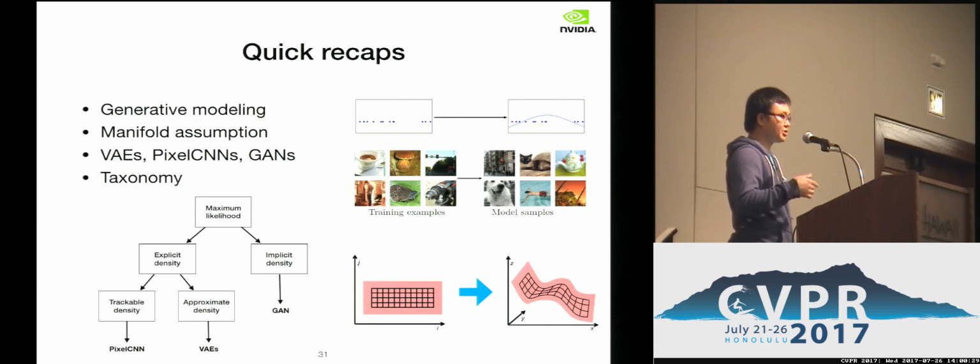This is a quick recap of what we talked about in the first part. We talked about generative modeling and its two major tasks, density estimation and image generation. We talked about the manifold assumption, that data live in a low-dimensional space. And we talked about VAE, PixelCNN, GANs, and the taxonomy.